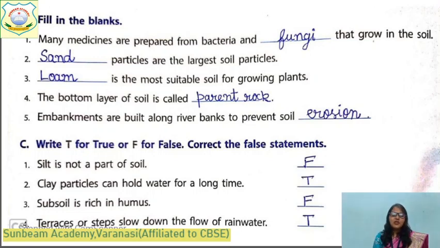Now, subsoil is rich in humus. False. The humus is present in the topsoil. And what is humus, dear? Humus is the dead remains of plants and animals. Now, terraces or steps slow down the flow of rainwater. Yes, true. That's why terrace farming is done in mountain hilly areas, to prevent the loss of soil.